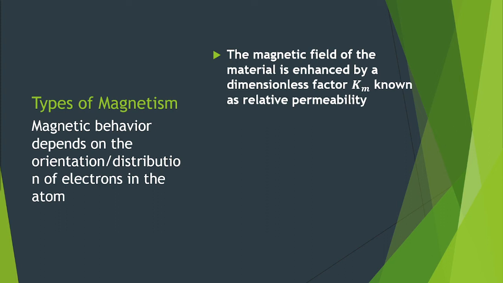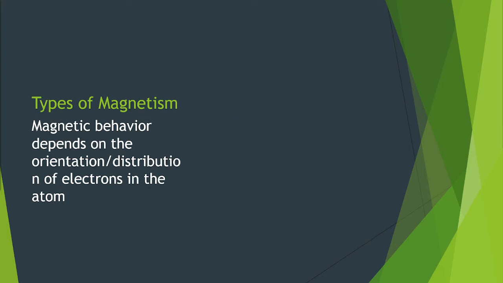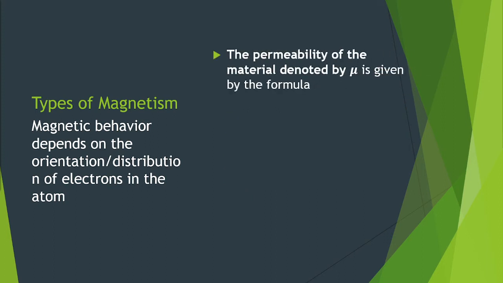This is known as relative permeability. The value of the relative permeability is different for different materials. For common paramagnetic solids and liquids at room temperature, it typically ranges from 1.00001 to 1.003. The magnetic permeability, denoted by mu, is given by the formula mu is equal to K sub m times mu sub 0.